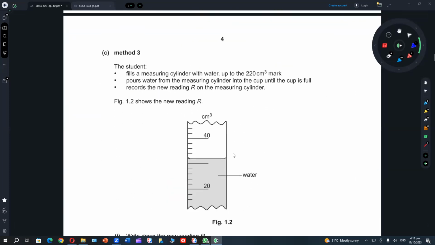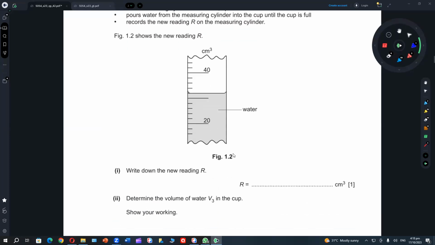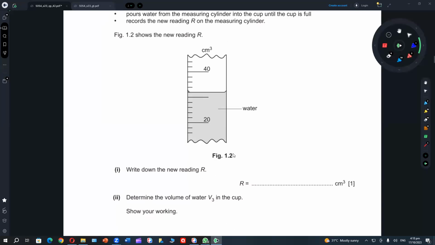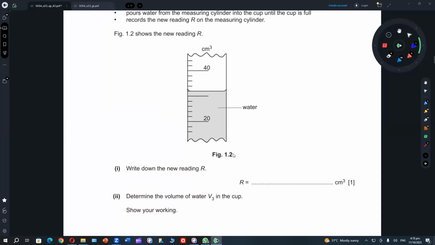Method three. The student fills a measuring cylinder with water up to the 220 cm cubed mark. Then pours water from the measuring cylinder into the cup until the cup is full, and records the new reading R on the measuring cylinder. Write down the new reading. It should be 20 and then 30. Should it be 32? Because two divisions, one division looks to be 2. Read the scale.